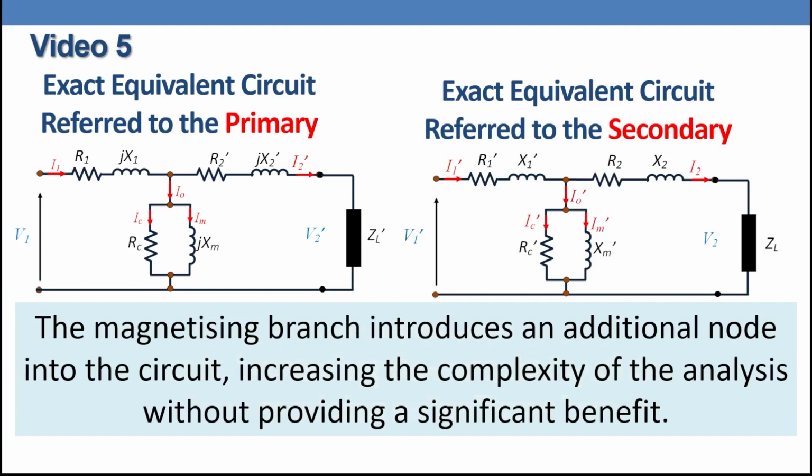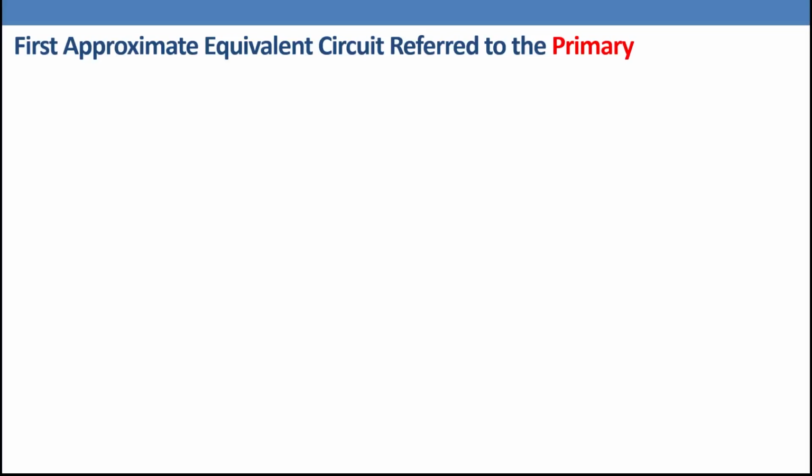The magnetizing branch introduces an additional node into the circuit. That increases the complexity of the analysis without providing a significant benefit. What we are going to use in this video is what we call the approximate equivalent circuit. First, the approximate equivalent circuit referred to the primary side.